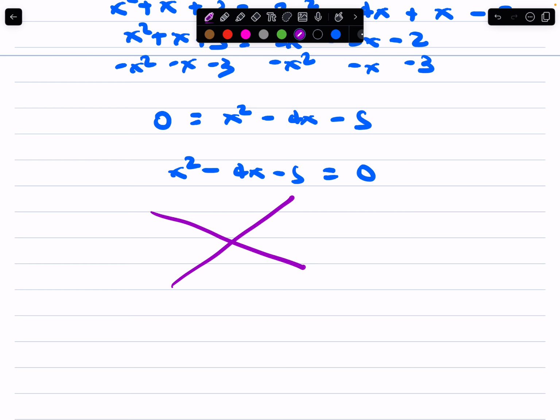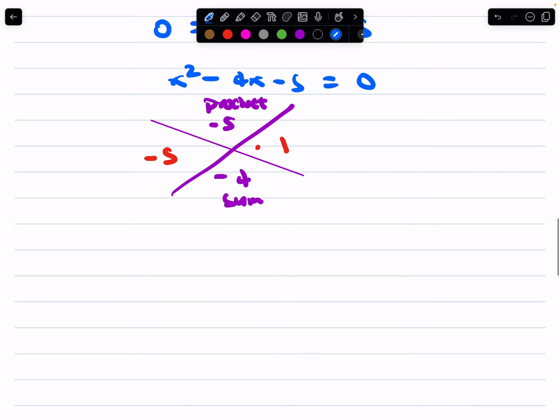If you want to use the crisscross method, we need two numbers whose product is -5 and whose sum is -4. Those two numbers are going to be -5 times, let's double check, yeah, -5 times +1. If we multiply those numbers, it's -5. If we add them, it's -4. So those are the numbers. So this is x minus 5 times x plus 1 equals 0. Those are the numbers I'm looking for.